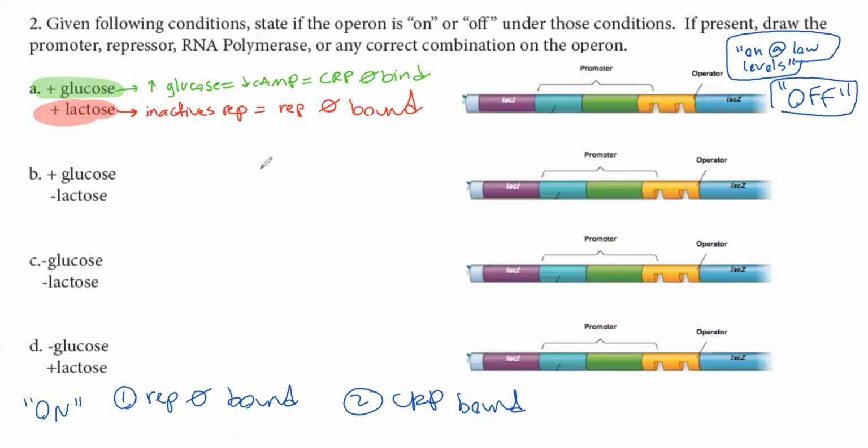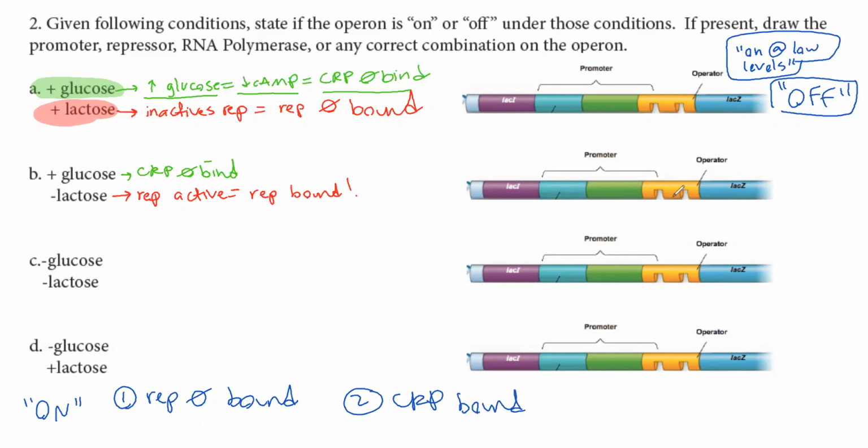Okay, next we can talk about part B, where we do have glucose, and it's the same deal as last time, right? If we do have glucose, that means we don't have cAMP, which means CRP cannot do its job. So I'm just going to skip to the part where CRP can't bind. Then if we don't have lactose, what does that mean about the repressor? If we don't have lactose, that means that the repressor is active, which means that the repressor is bound. So we can go and draw the repressor on here.